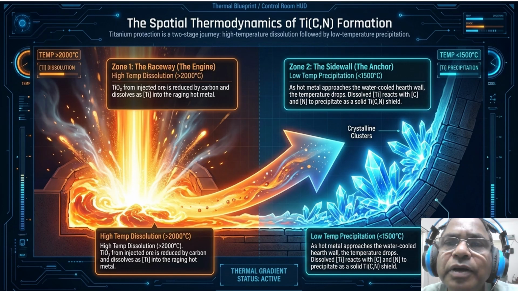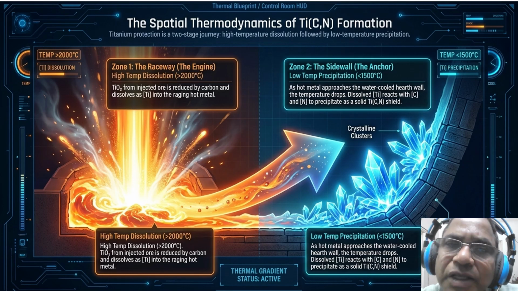Look at zone 1, the raceway highlighted in orange. This is the engine where the temperature exceeds 2000 Celsius, and here the kinetics favor dissolution. TiO2 from your ore is reduced and dissolved as elemental Ti into the raging hot metal. Now follow that arrow to zone 2, the sidewall rendered in cool blue. This is an anchor. As the metal approaches the water cooled hearth wall, the temperature drops below 1500 Celsius, and this thermal gradient triggers the precipitation of solid crystalline clusters.